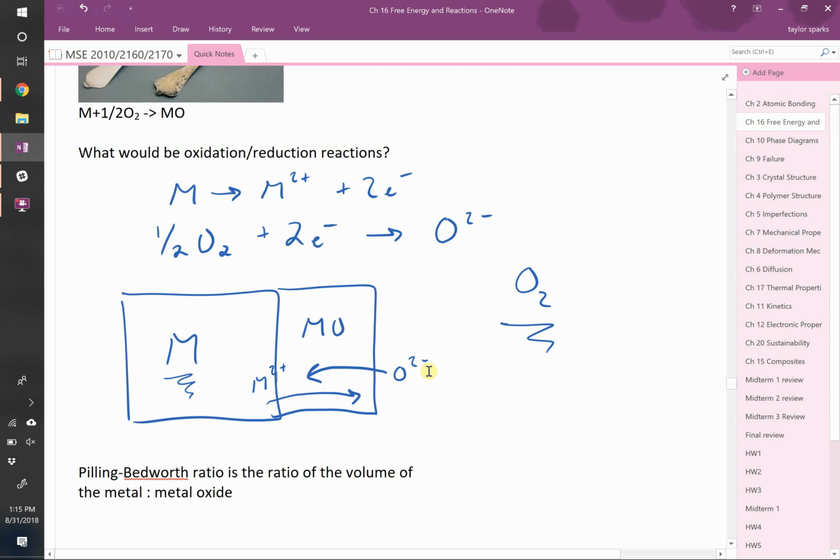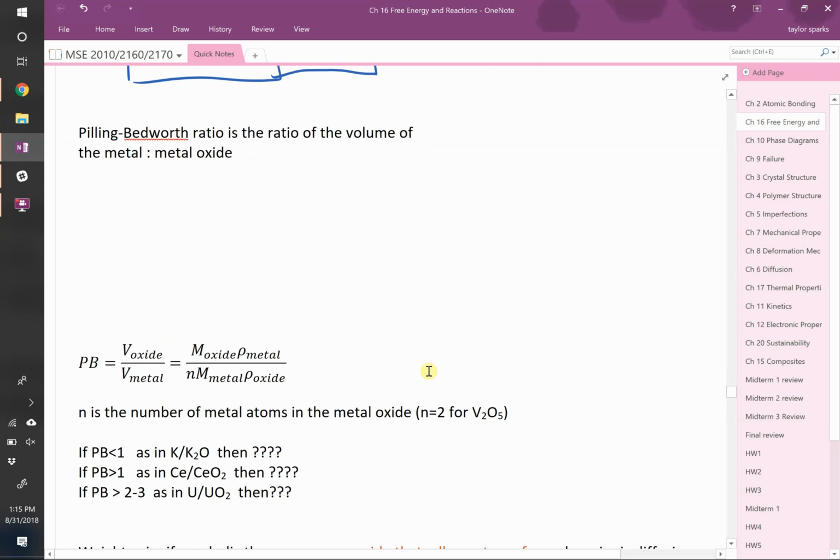So how do we know which one it is going to be? Will it passivate? Will it grow? Will it not grow? Will it have Swiss cheese? We have a really great ratio we can use. It's called the Pilling-Bedworth ratio. The Pilling-Bedworth ratio, it's clever that this actually works.